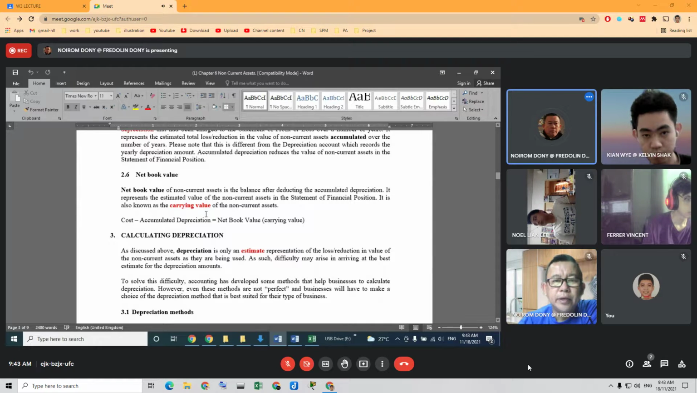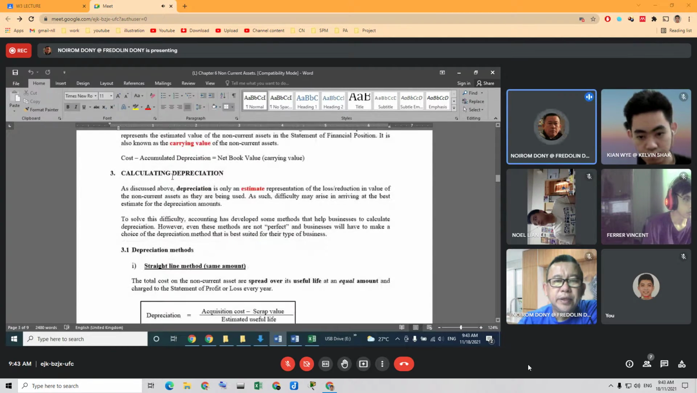Okay. Now, next thing is calculating. How do you calculate depreciation? Okay, so depreciation is only an estimate. Remember that, estimate. Estimate means not the actual figure. Estimate representing the loss, the reduction in value as they are being used. So as such, difficulty may arise in arriving at the best estimate for the depreciation amount.